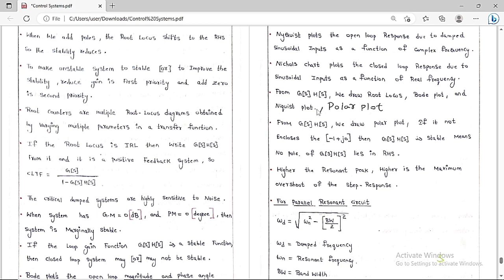As I told you, suppose you are eating too much, your body will become unstable. Same thing: if the plot is going to enclose the point minus 1 plus j0, it will become unstable. So this part you always have to keep in mind.